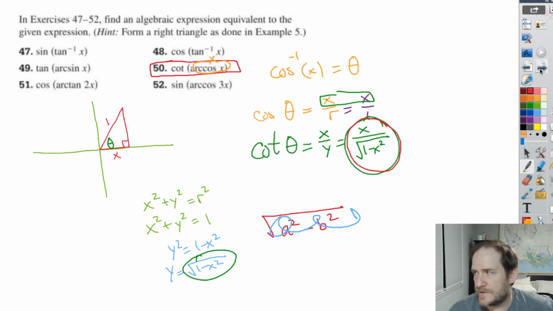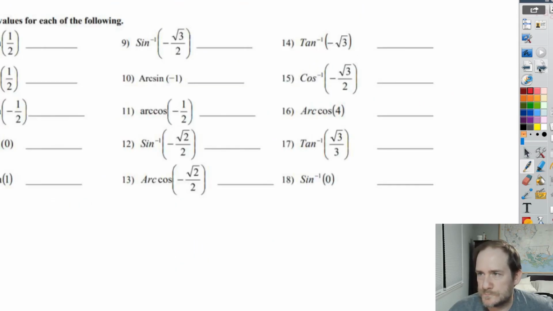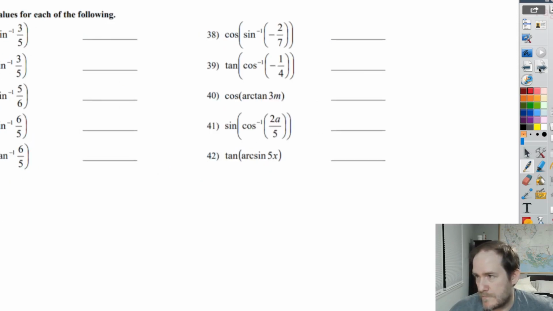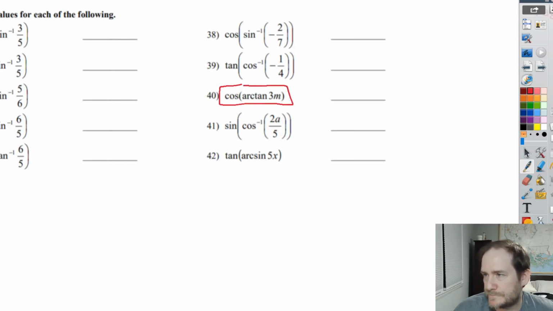Am I doing more of these? All of those should be fine. All of those should be pretty fine. Aha. This one has an M in it. This one has an A in it. So that's probably the worst one.